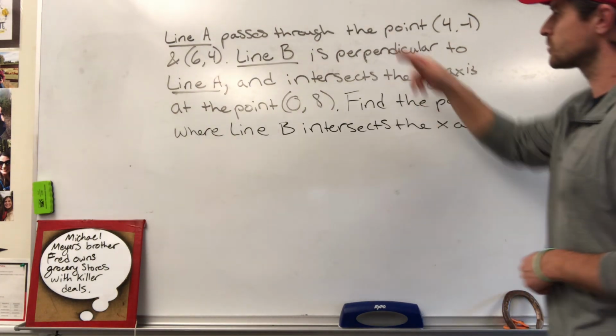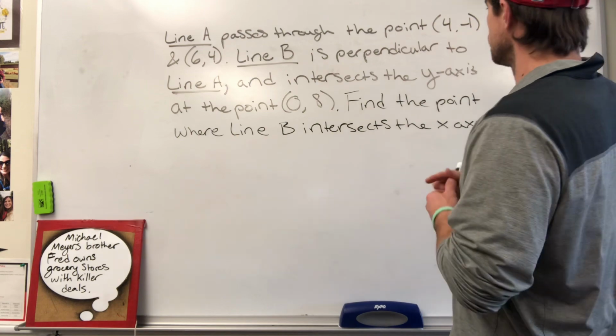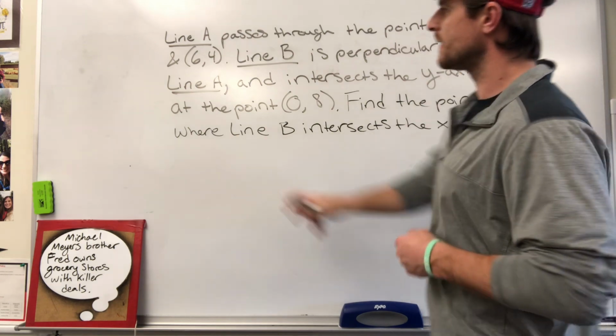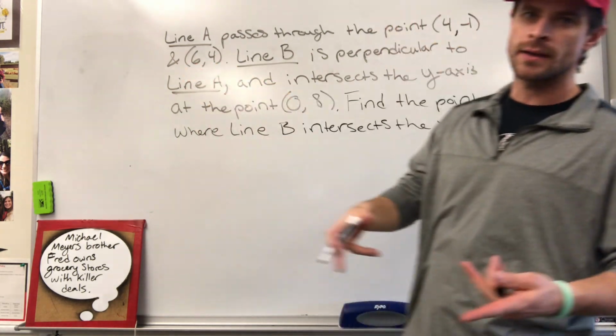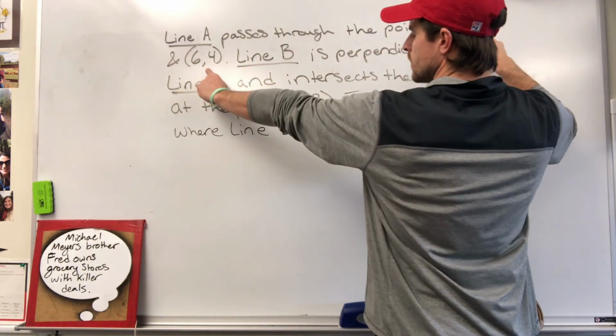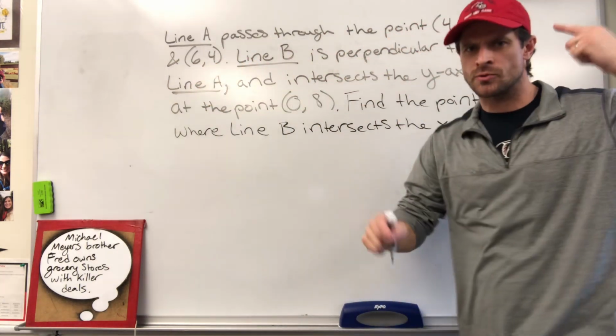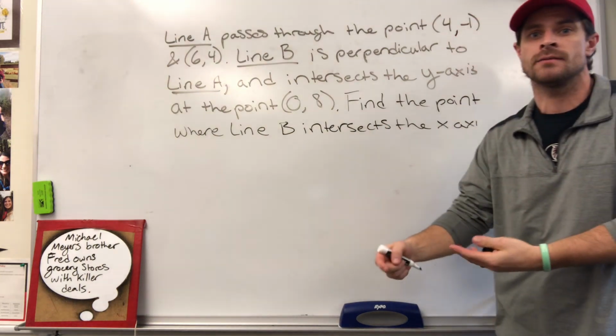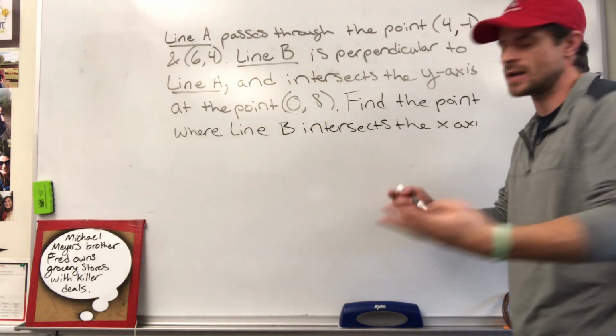Line A passes through the point (4, -1). So they're giving me one coordinate and then (6, 4), another coordinate for one given line. Well, if I get 2 points, immediately, most of us algebra students, we were thinking, oh, we can find the slope of the line, right? y2 minus y1 over x2 minus x1.